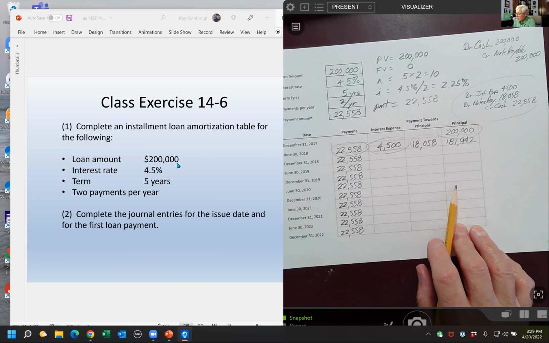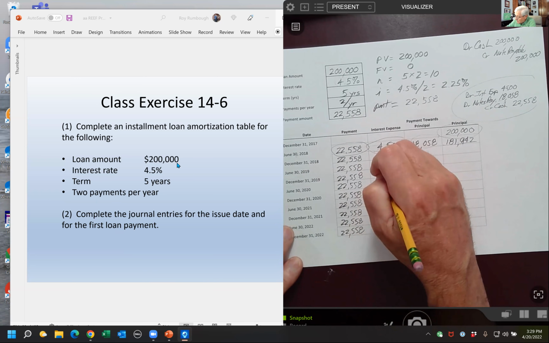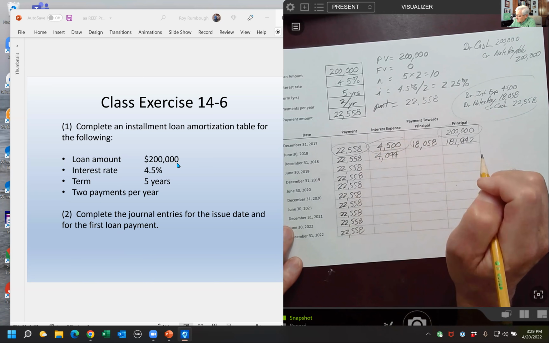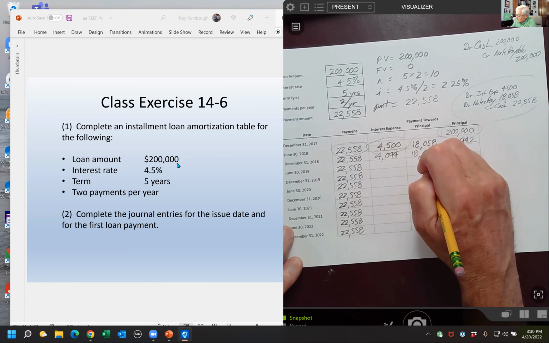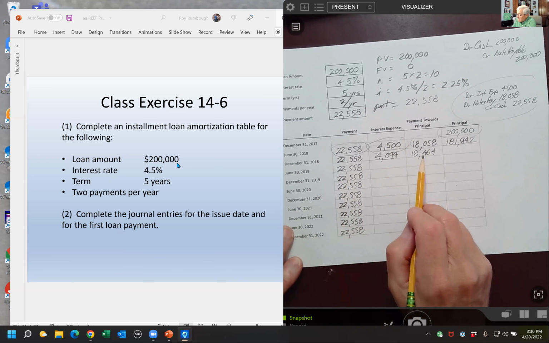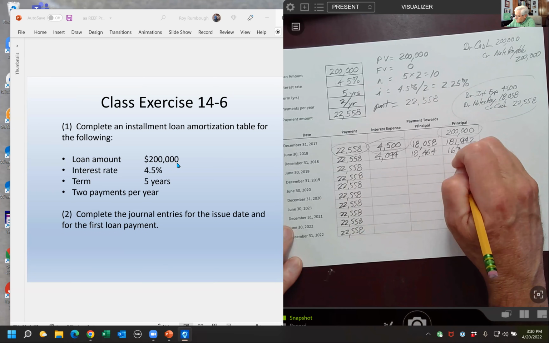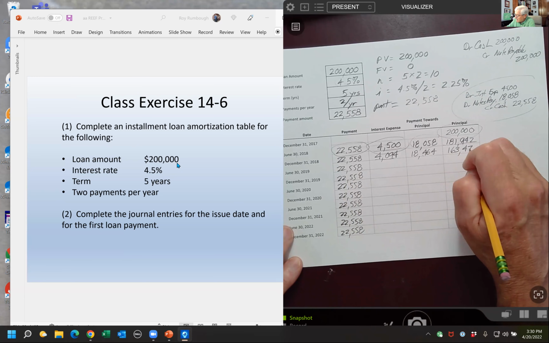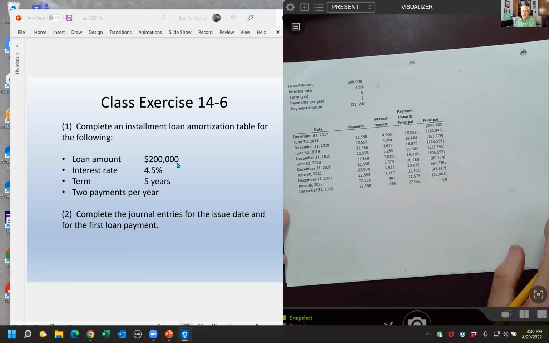I'm going to walk through this pretty fast, but I take 2.25% times 181,942. That's 4,094. That reduced, 18,464. So 22,558 minus the portion that's related to the interest. The remaining reduces my payment towards the principal, and that comes down to 163,479. And in the interest of time and better handwriting, I'll show you the amortization table here.